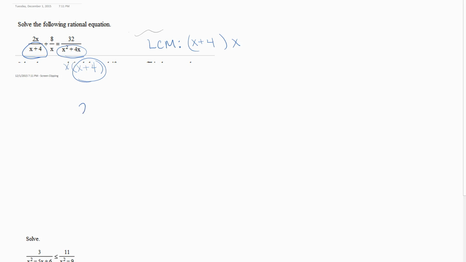So our first term, we have 2x over x plus 4. Let me write it out with a little bit of space here. And let me show you, maybe using a different color pen will help a little bit. Here in red, I'm going to put what we're multiplying. So we're multiplying each term by x plus 4 times x.